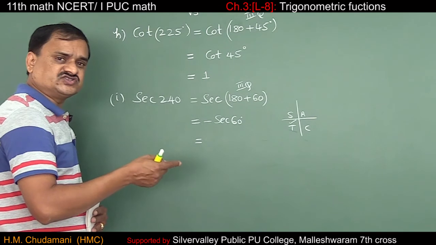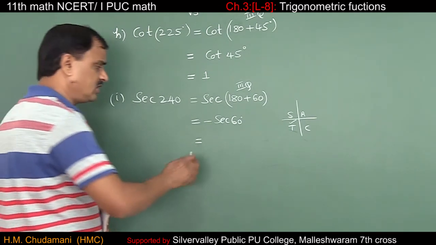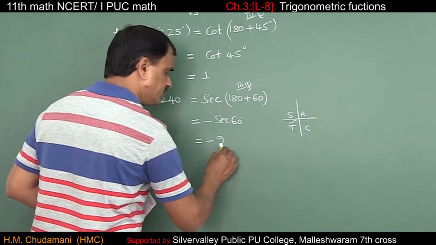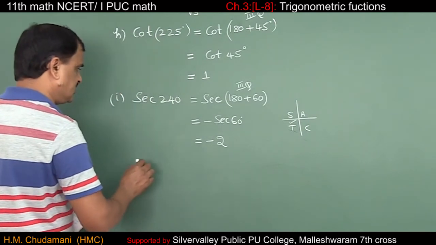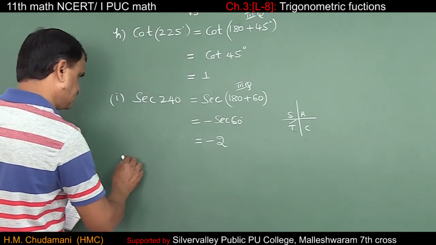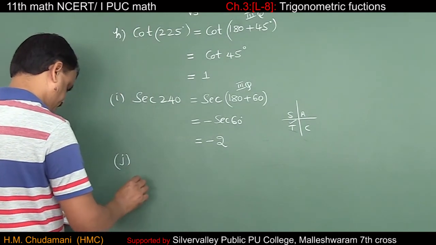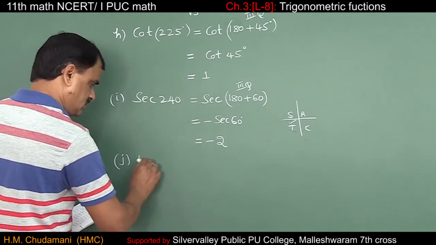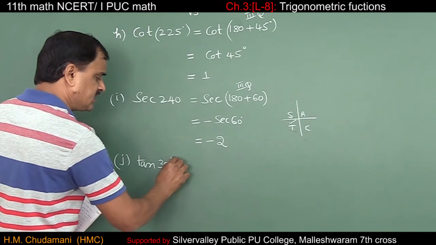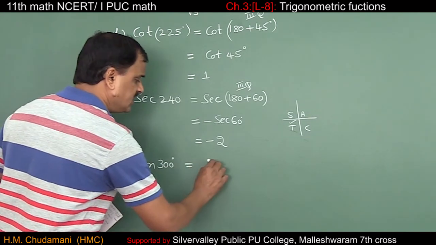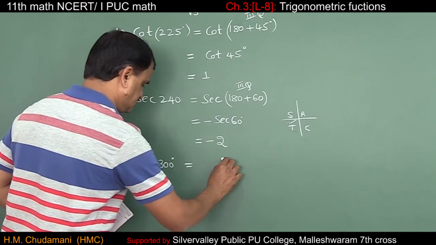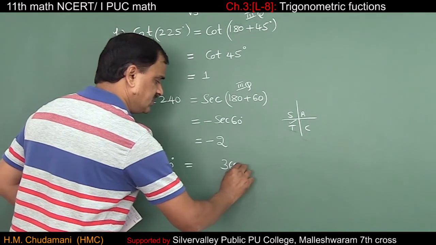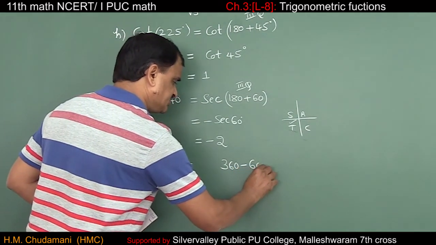So secant 60 degree should be the reciprocal of 1 by 2, which means 2. Next, secant 240 is... tan 300 degree. 300 can be written as 360 minus 60.